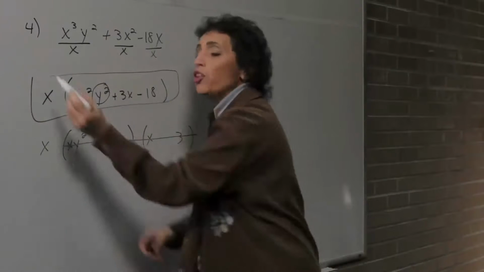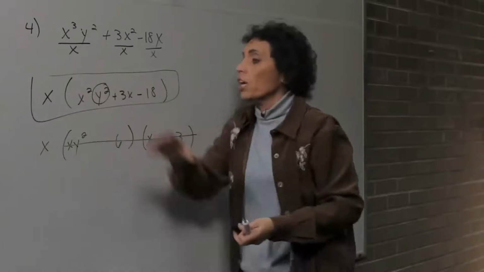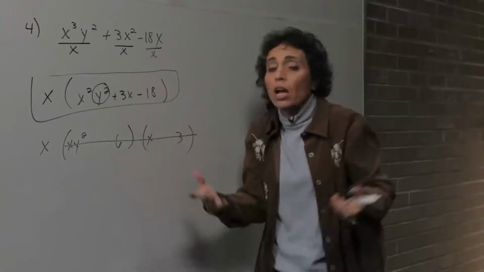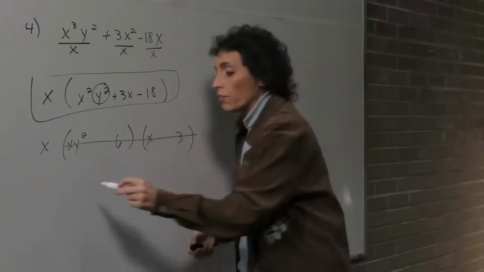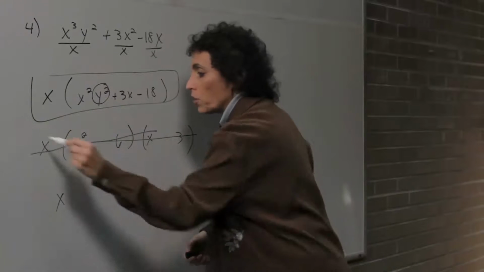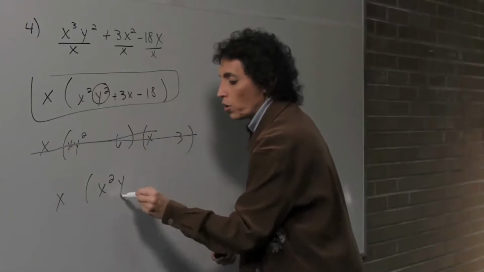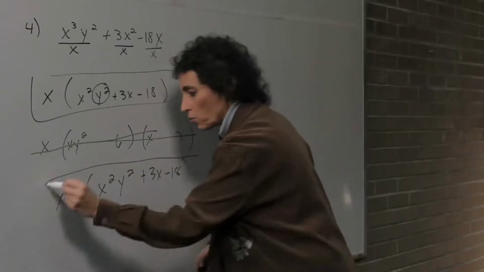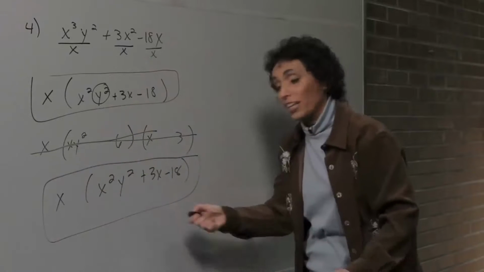Is this prime? No. These are the factors. This is a factor. This is your second factor. It's not prime. You did factor it, but you could only take out a GCF. So my answer is x times the quantity x squared y squared plus 3x minus 18. 2 factors. I am done. I wish they were all like that, huh?